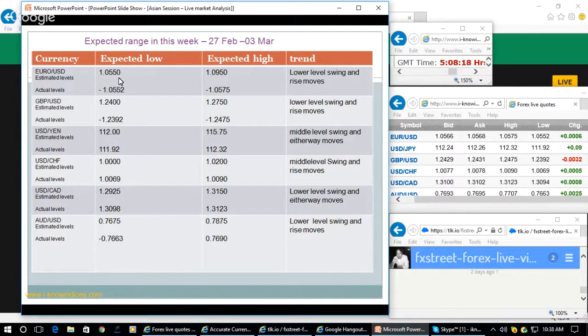From the 1.0550 area, they are expected to gain to 1.09 area. Then from the 1.24 to 1.2750 area, they could gain in the case of GBP. From 112, they could gain the level to 115 area. Then CHF 1 parity could be the low and 1.02 could be the high. Then in the case of Canadian dollar, they could make further downward move after a brief upward move during the early part of the week. Then in the case of Australian dollar, they are expected to slowly gain the levels to the 0.77 and 78 area.